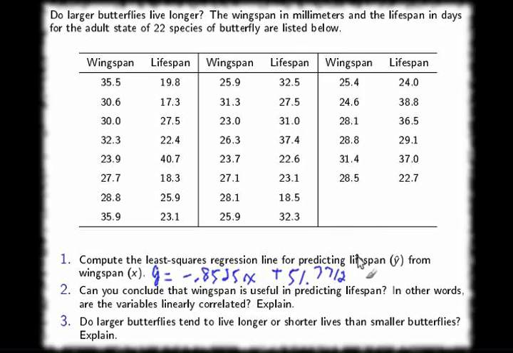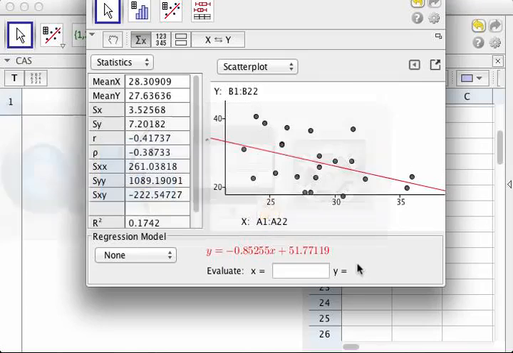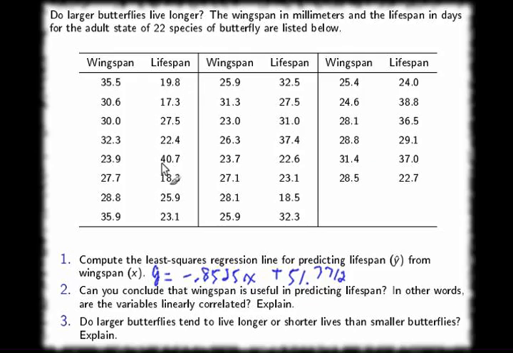Number 2, can you conclude that wingspan is useful in predicting lifespan? In other words, are the variables linearly correlated? Well, we've already seen from the scatter plot that there's a weak correlation, if any, and the correlation coefficient R is negative 0.41737. So this is a value for which we need to do the significance test to answer this question for sure.